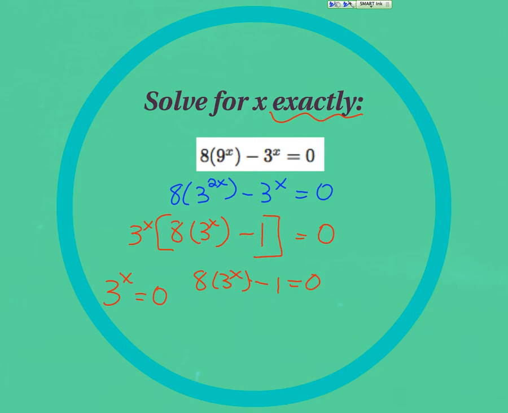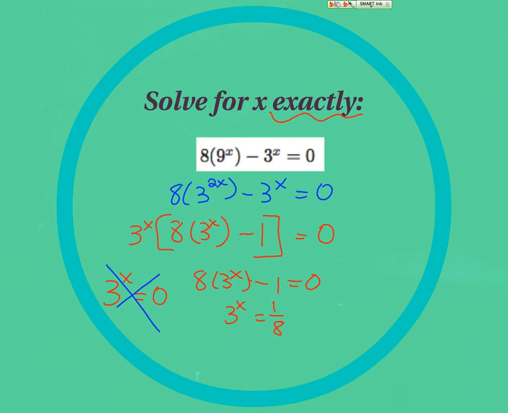Now on Friday we talked about 3 to the x equals 0, but there's no x value that could possibly equal 0, so that part's undefined. Then we can go ahead and try to get x by itself over here. So I'm going to start by adding the 1 and dividing by 8. So 3 to the x equals 1/8. So I did two steps at once there. I added 1 and divided by 8.